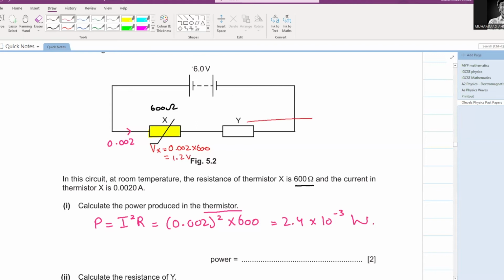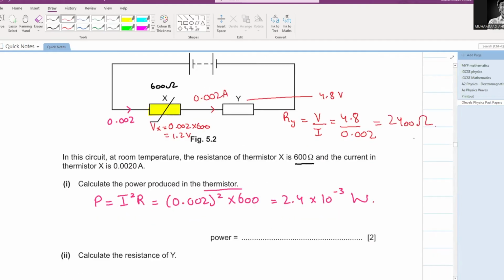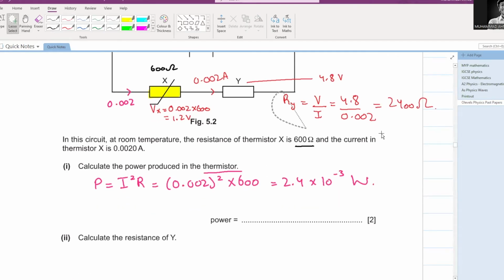What will be the voltage across Y? 6 minus 1.2, that is 4.8 volts. Perfect. What will be the current across Y? 0.002 ampere. This is the voltage and this is the current across resistor Y. Can you calculate the resistance of resistor Y? Voltage divided by current, 4.8 divided by 0.002. This comes out to be 2400 ohms. Simple. The resistance of Y comes out to be 2400 ohms.